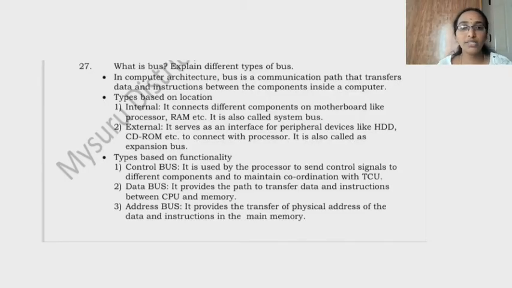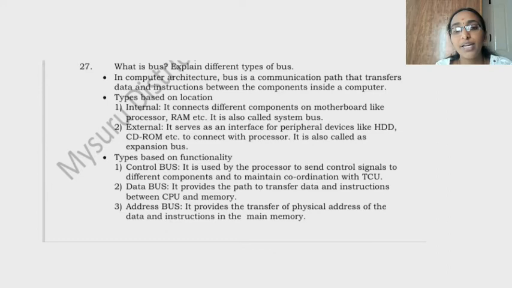So what is a bus? Explain the different types of bus. Here a bus is nothing but a collection of parallel wires. This is called a bus, which transfers the data from one component to another component inside the computer, or between the different components in a computer. The different components, such as the CPU, input output unit and memory units, are connected to each other by using the bus. So we have two types of bus, called the internal bus and the external bus.